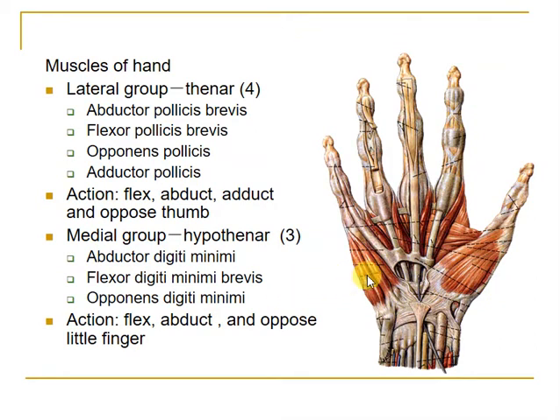I mean this is not lateral, this is medial, because this is the minimi, so this is medial, because in the anatomical position that side is lateral. So we have the thenar muscles which are here, and they perform different movements of the thumb. So we have the abductor pollicis brevis, flexor pollicis brevis, opponens pollicis, then adductor pollicis. They are present here. So the function of abduction and adduction of this thumb is done by these four muscles called thenar.